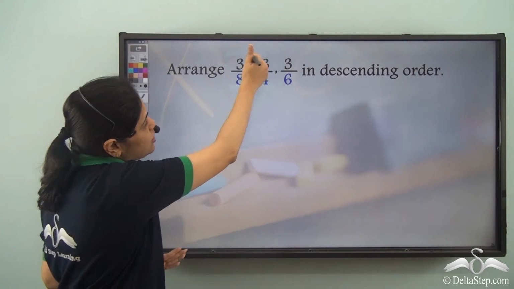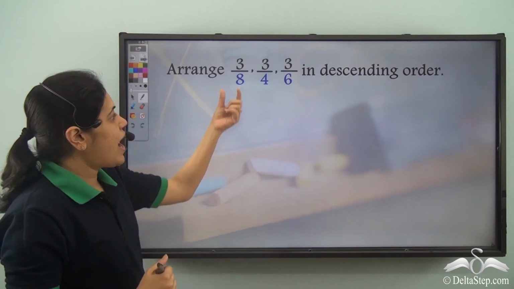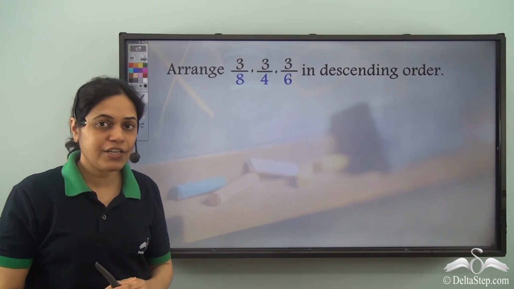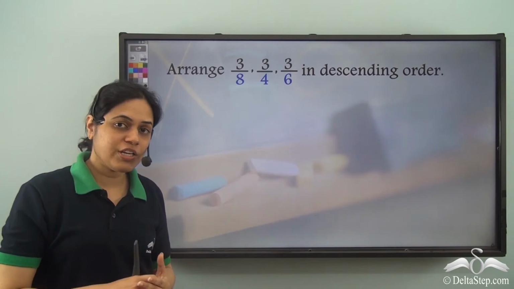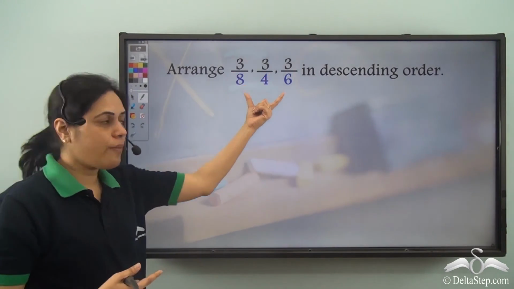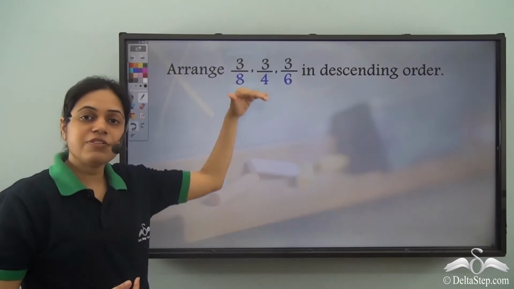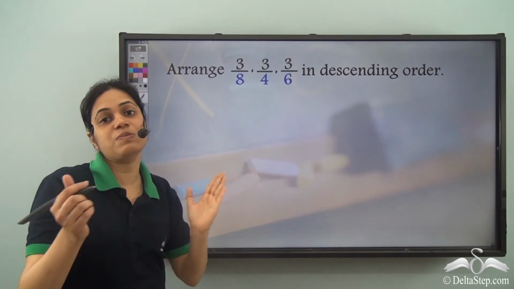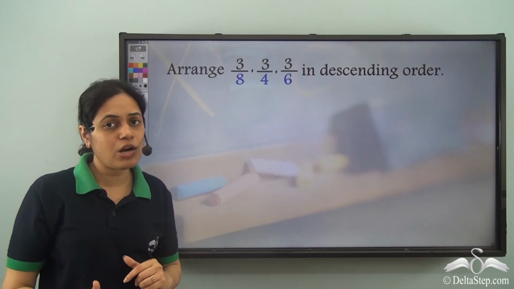So, I see that the numerators are the same, that is 3. So, now I just need to check the denominator. The fraction with a higher denominator will be smaller and the fraction with a smaller denominator will be greater. So, it is the other way round. If the denominators are the same, then the fraction with higher numerator is greater. But if the numerators are the same, then the fraction with a higher denominator is smaller, because we have divided into more number of parts and each part will be smaller.